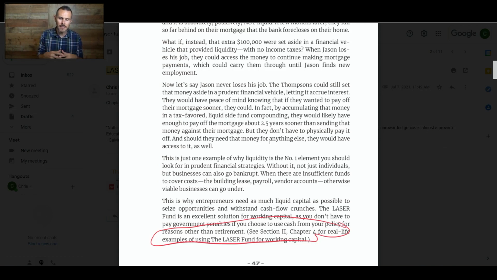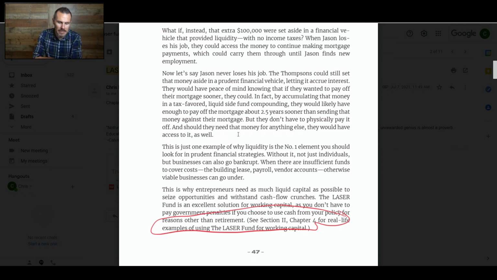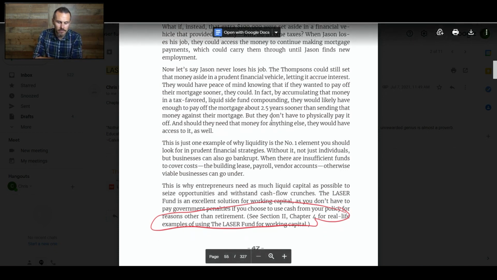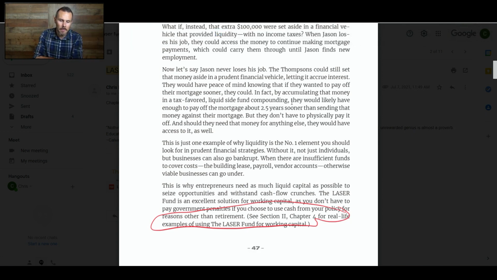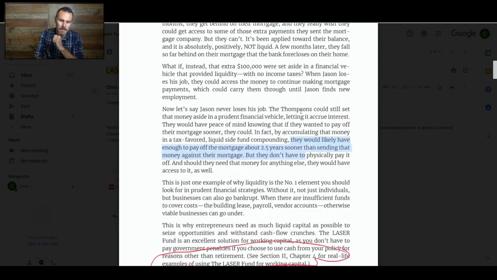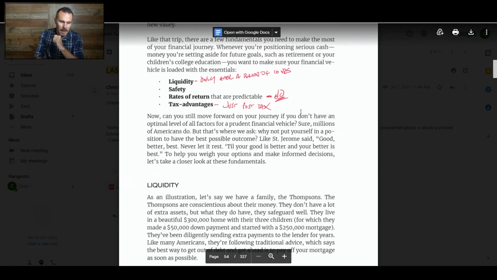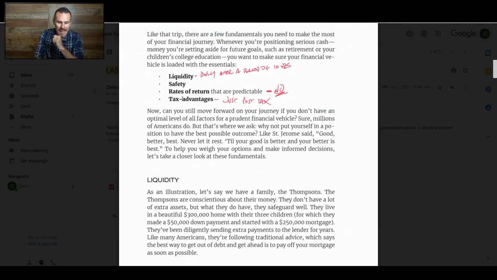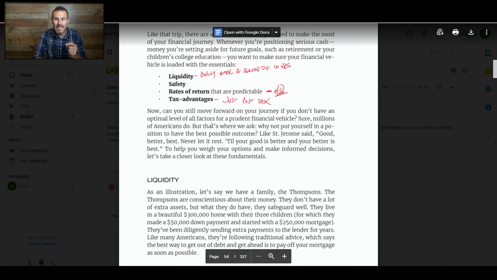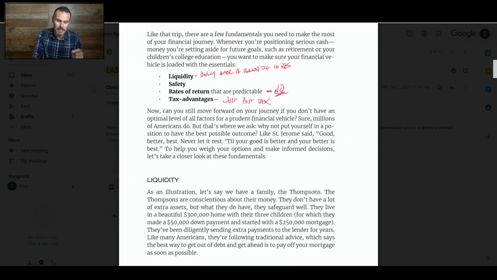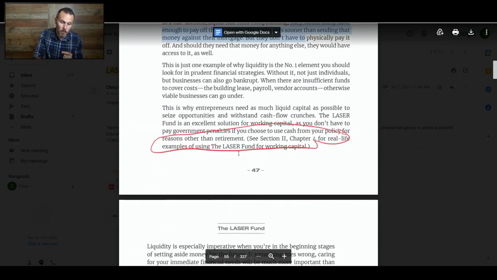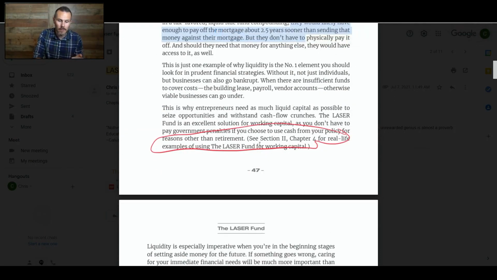So what he's saying here is actually very accurate philosophically. The problem is putting it inside of an index universal life policy is not predictable. That's the part he misses. He's talking about liquidity, safety, rates of return, tax advantages. Those are all really good, but those need to be done on a predictable basis, and they are not being done on a predictable basis inside of an IUL. I don't care what they're saying, and I'll go through exactly why as we go through this chapter.